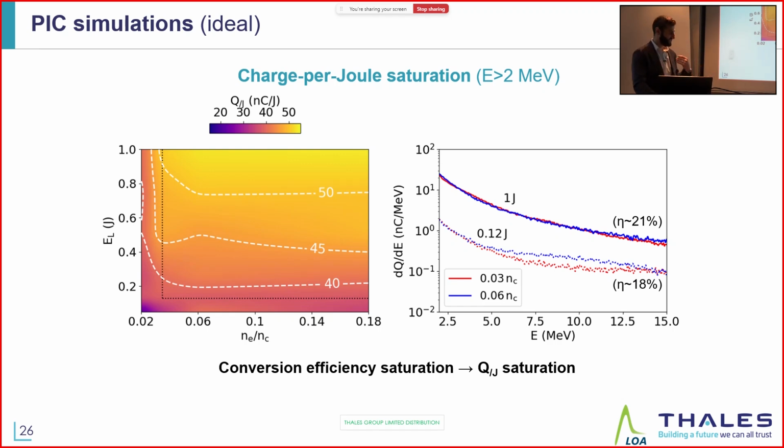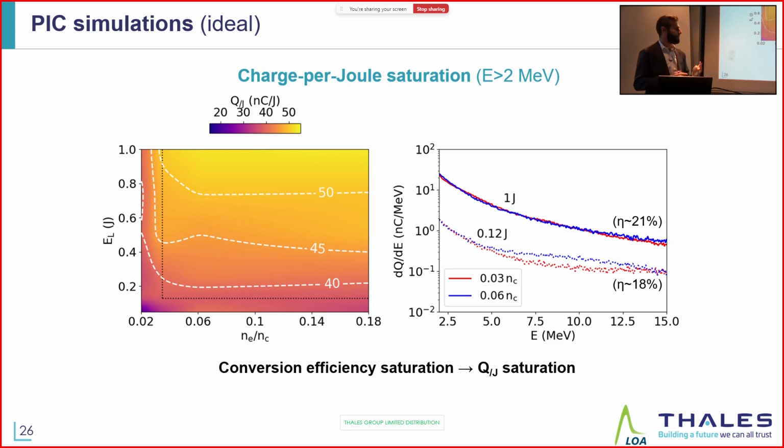If we start digging even deeper and looking at what's happening to the electrons, we get something like this. These are 4 energy spectra for 2 different plasma densities, 3% and 6% of the critical plasma density, for 2 different energies, 1 joule and 0.12 joule. Now, it seems that the charge per joule saturation effect comes from the fact that for 2 different plasma densities, we have almost the same amount of electrons being accelerated to almost the same energy.